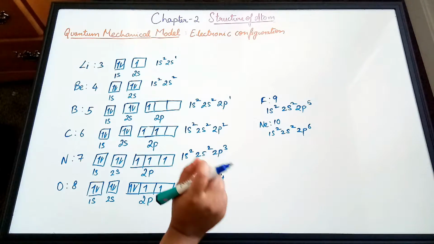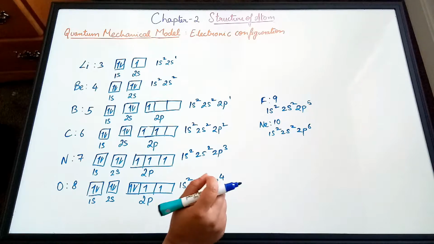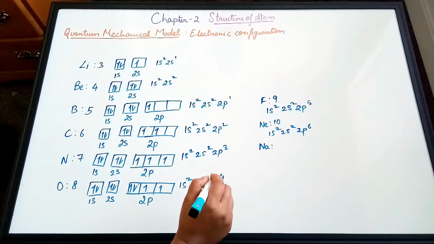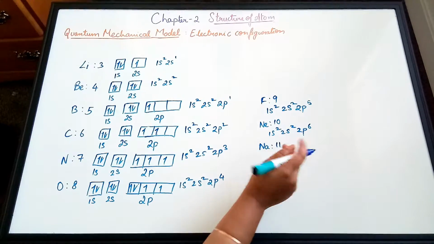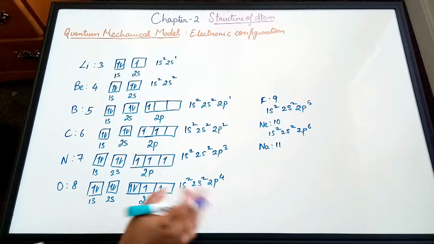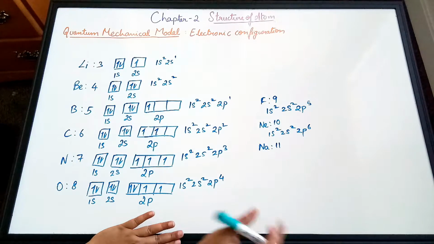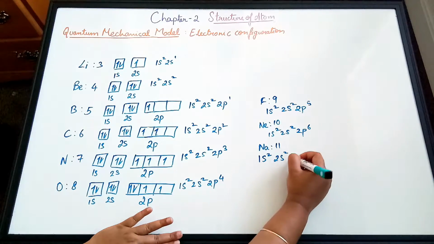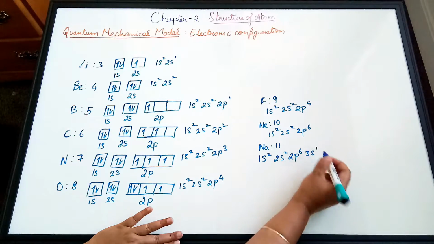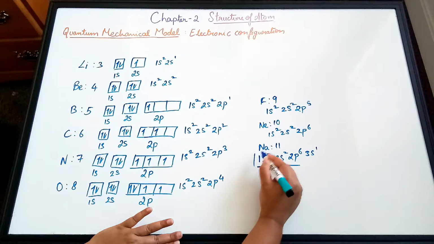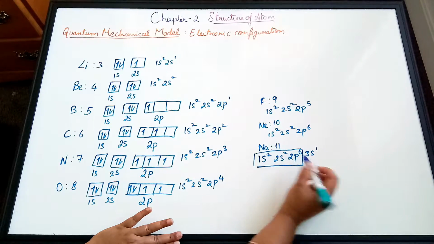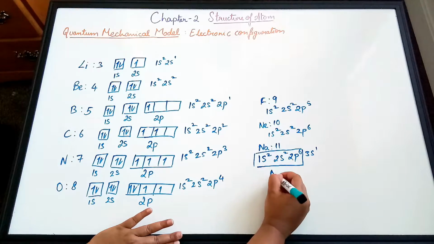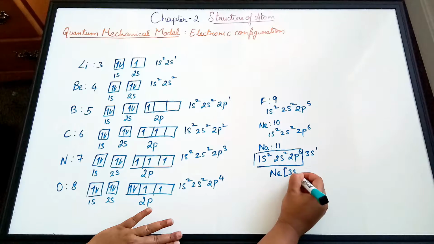Now after neon, the next element is sodium. Okay, so sodium has the atomic number 11. And the new electron will be entering its S shell, that is the 3s shell. So its configuration is 1s2, 2s2, 2p6 and 3s1. Now this portion of the configuration is the configuration of neon. So this can be represented as [Ne] 3s1.